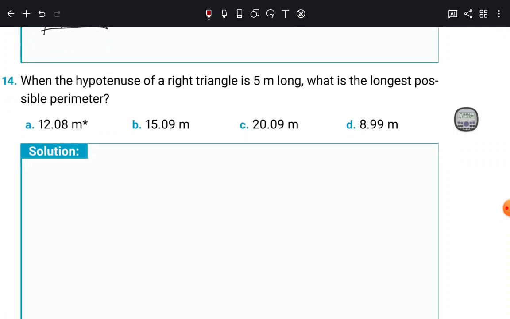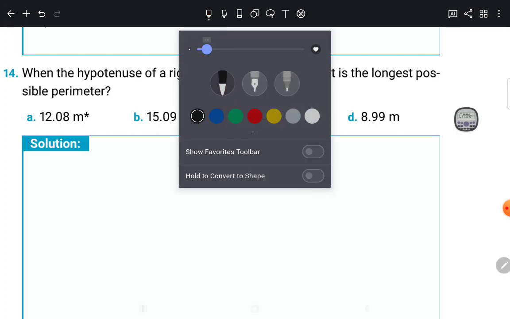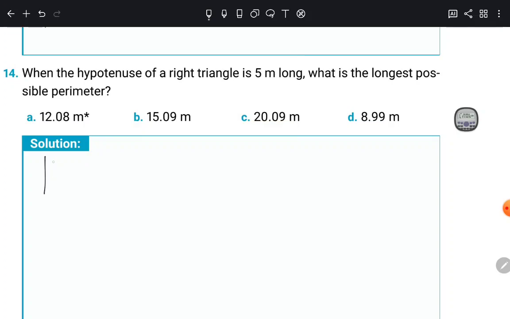Number 14, when the hypotenuse of a right triangle is 5 meters long, what is the longest possible perimeter? So if you draw this triangle, given the hypotenuse is 5 meters long. Let's say this is A and B. For it to be a right triangle, we take the longest possible perimeter. So perimeter will be just A plus B plus 5.